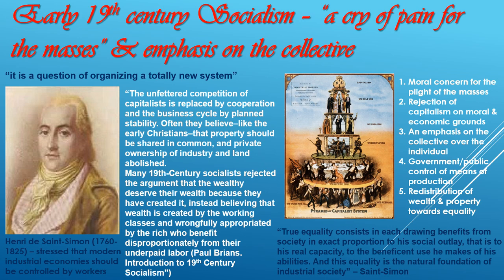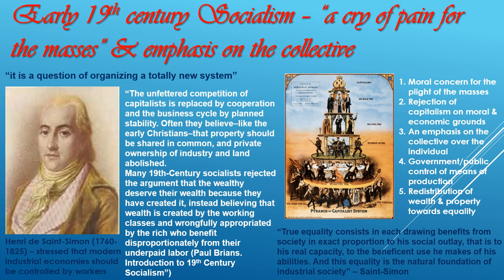Many 19th century socialists rejected the argument that the wealthy deserve their wealth because they have created it, instead believing that wealth is created by the working classes and wrongfully appropriated by the rich, who benefit disproportionately from their underpaid labor. So inherent in socialist thought from the beginning, whether of the utopian sort or the supposedly scientific sort coming later through Marx and others, is the belief that the rich always take advantage of the poor. Anything the rich earn, they earn off the backs of the poor, the masses, the workers, and basically steal from them.